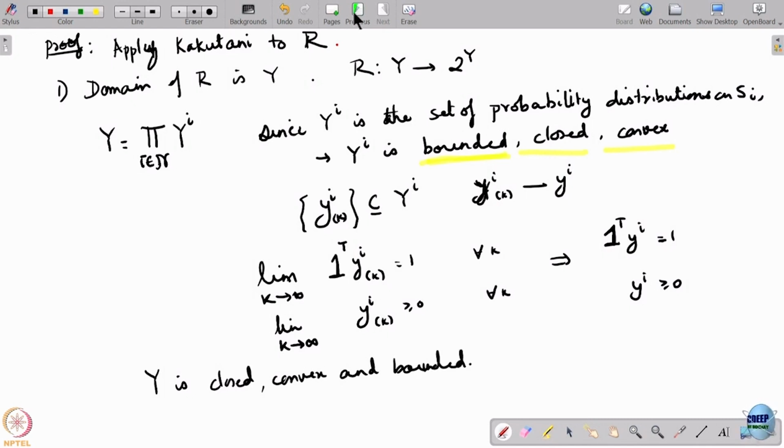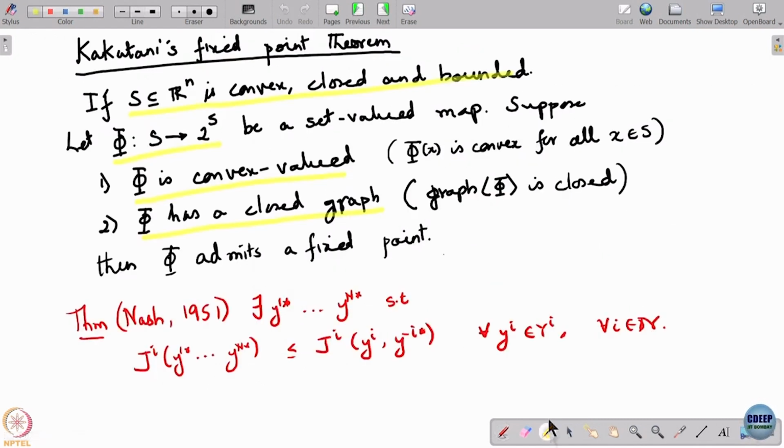So, with this, what we have ticked off is the first part. We have a function that maps a domain to subsets of that domain, and that domain is a closed, convex and bounded set. So, the first part is done.